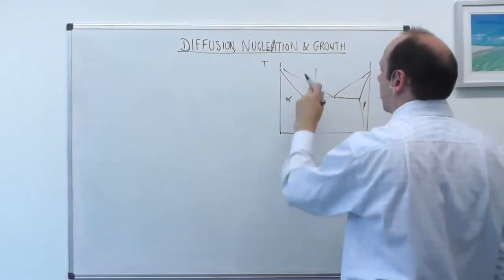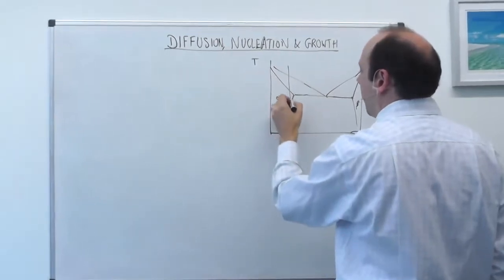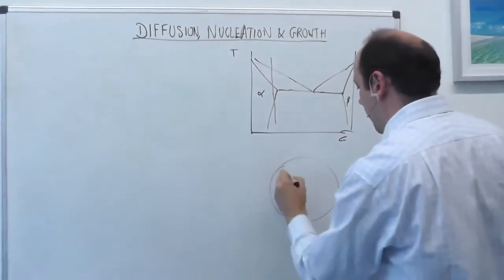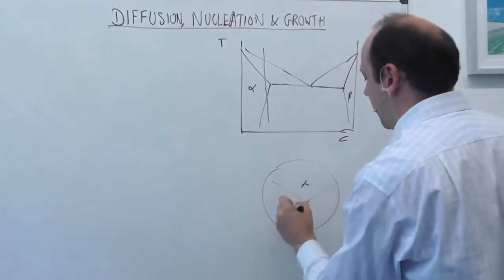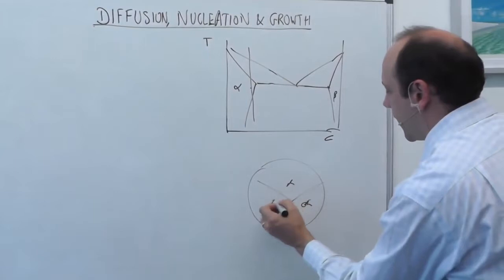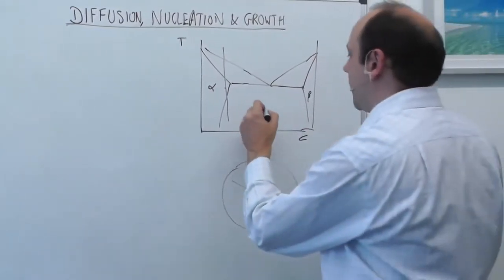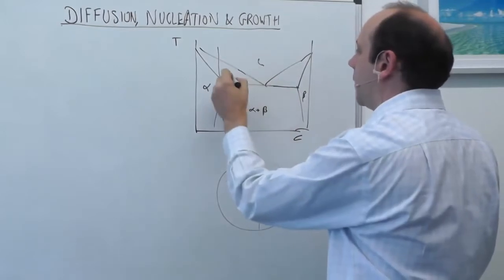Say we are here, in the solid alpha phase, so our microstructure looked something like this with alpha grains. And previously, we've said that we would probably nucleate the new beta phase when we came into this alpha plus beta region.